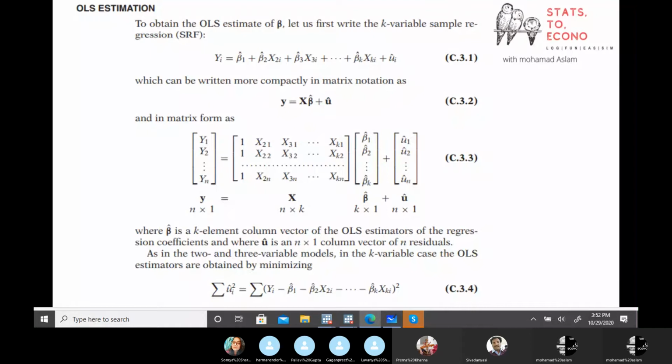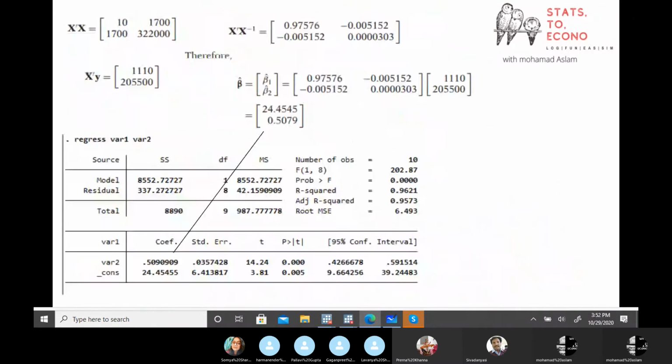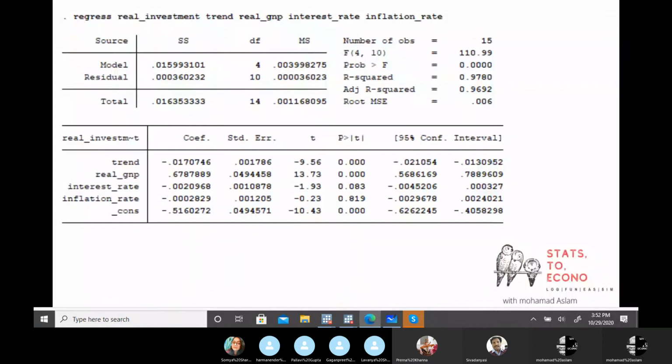In the background, just keep in mind that we are trying to minimize the summation of U hat square, and with the first order condition, we set it equal to 0. If we differentiate it with the first order condition, with those equations we will derive the sample estimates beta 1 hat, beta 2 hat. So this is the matrix method. Any doubt in these two methods?